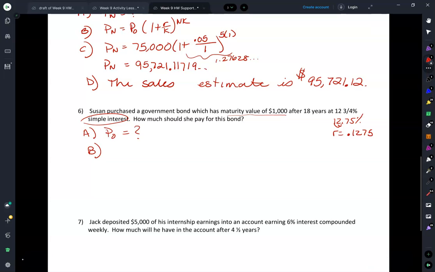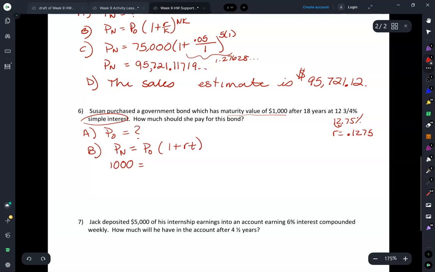We're doing that. And so the formula we're going to use is P sub n equals P sub 0 times 1 plus RT, because it's simple interest. The maturity value is P sub n, so I'm going to plug that in, 1,000, leave the P sub 0 as is, because I don't know it, that's what I'm trying to find. 1 plus the rate is the 12.75%. So remember that was 0.1275 times 18 for the years.